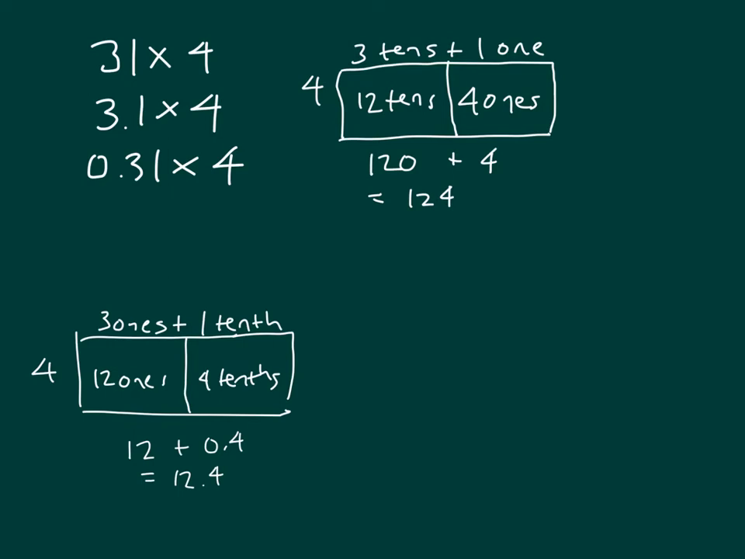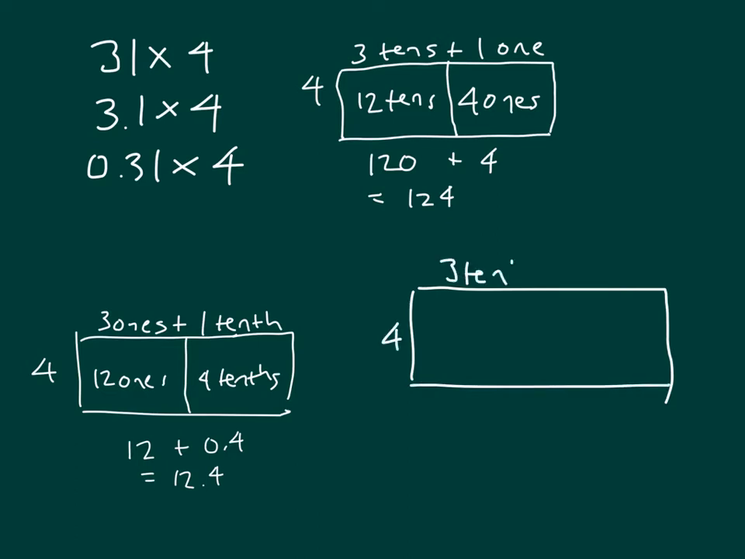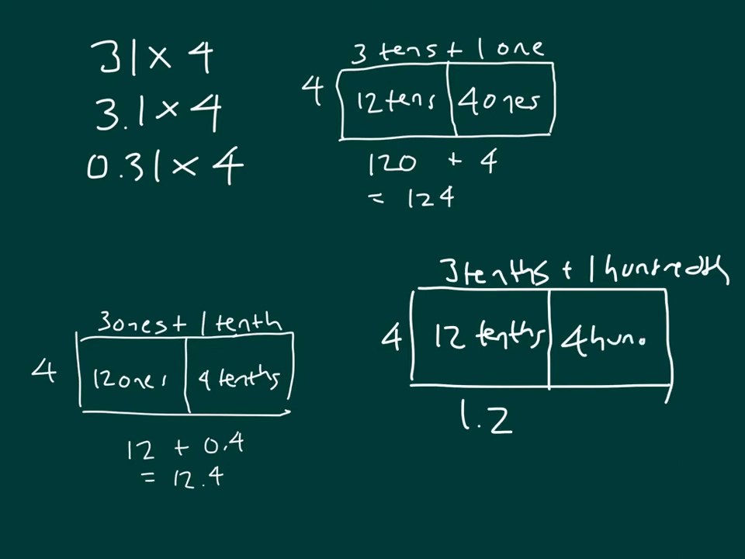Let's move that over. Our final problem. 31 hundredths, which breaks apart into 3 tenths with 1 hundredth, multiplying it as 12 tenths, which is 1.2, and 4 hundredths. Adding those two numbers together, we get 1.24.